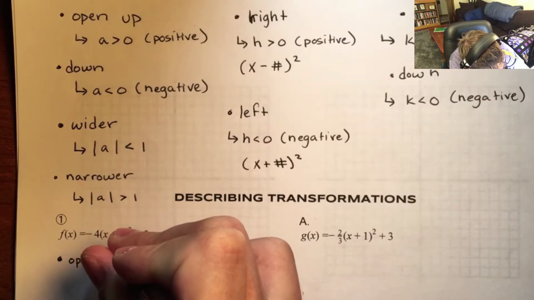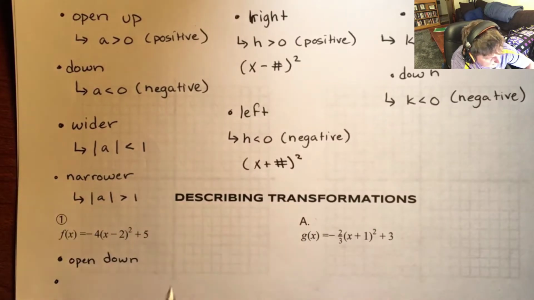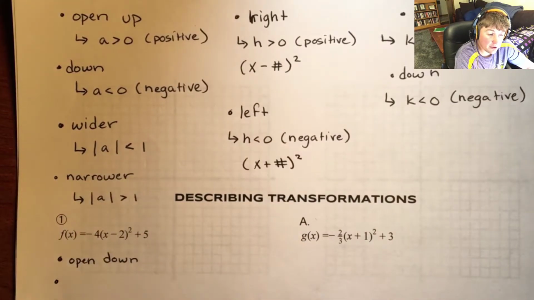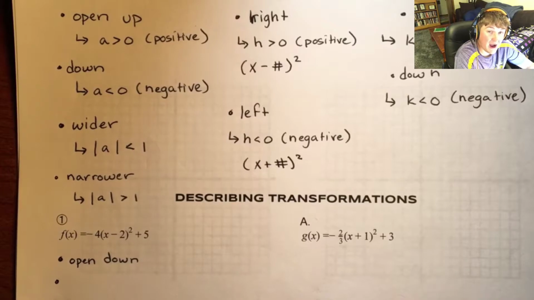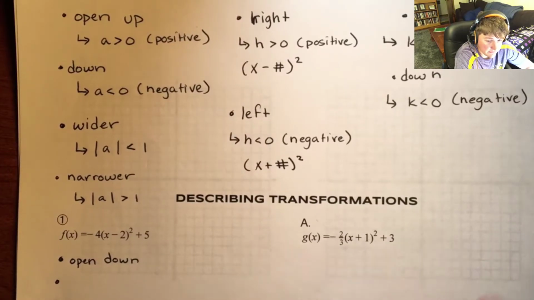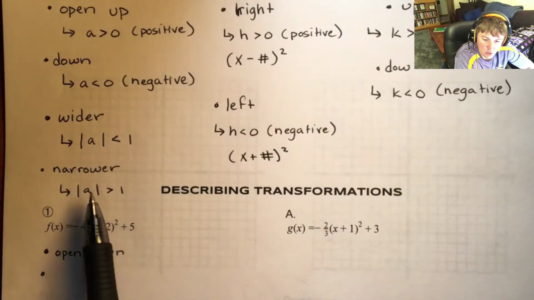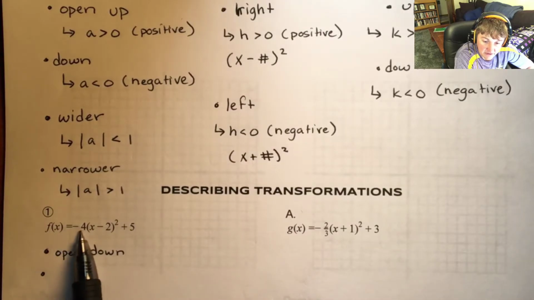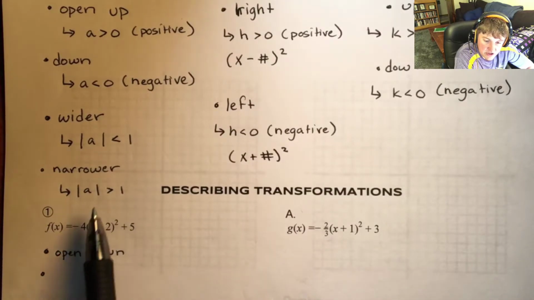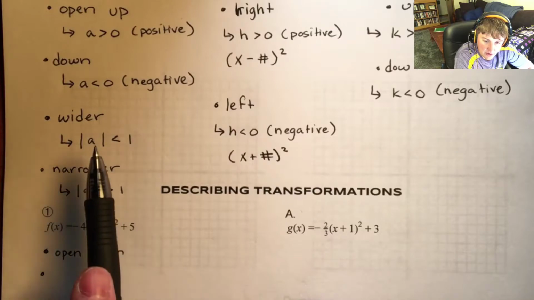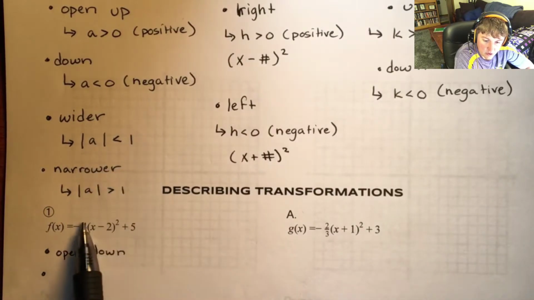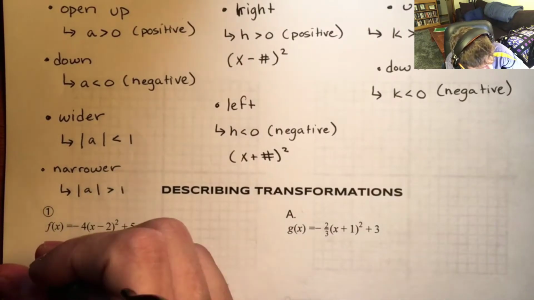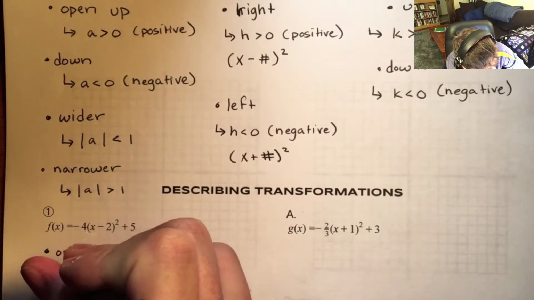Okay. And then we just have to determine, is it going to be wider or narrower than the general parent function? Compared to y equals x squared, which is the parent function, what is that going to do? Well, what's the absolute value of -4? Well, it's +4. So is that greater than 0 or greater than 1 or less than 1? Well, 4 is greater than 1, so this is actually going to be a little bit of a narrower graph.